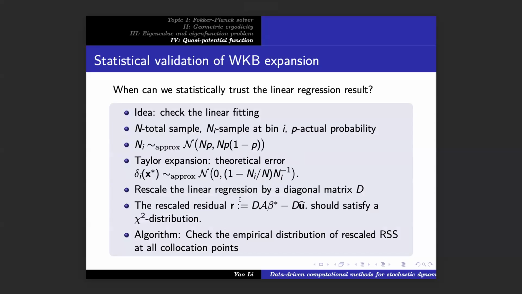Well, the answer is that because you have thousands of collocation points, you just calculate the residual of your linear regression, and then you rescale it, and then you take a look at whether you get the empirical distribution of the chi-square distribution or not. It turns out that in the theoretical case where we do have WKB, it fits the chi-square distribution very, very well. So that can give you the confidence that you have the WKB expansion.